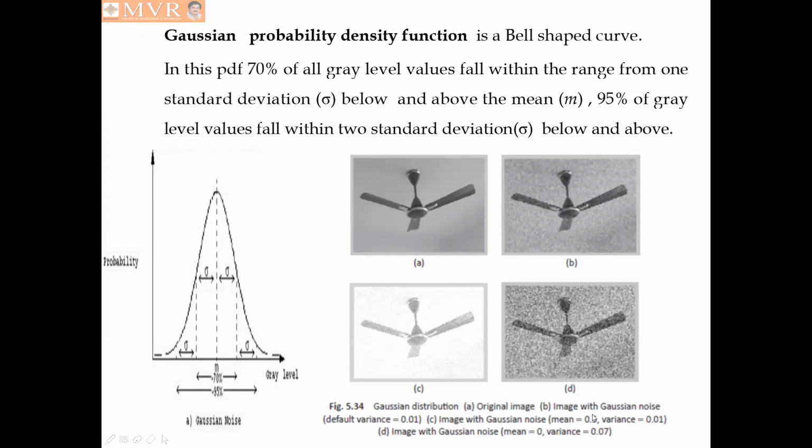In the first case, B image is an image with Gaussian noise. The default variance is 0.01, but the mean value we have not mentioned, so the mean value is 0. But here, when the mean value equals 0.5, we get the C image, and the next one is the D image, an image with Gaussian noise with mean value equal to 0 and variance equal to 0.07. So whenever the original image A is corrupted by Gaussian noise, the images will look like the B, C and D images.